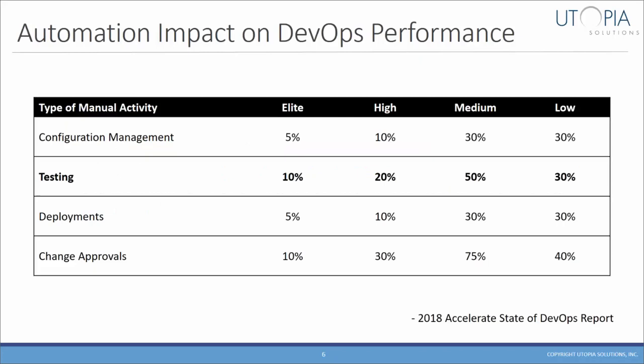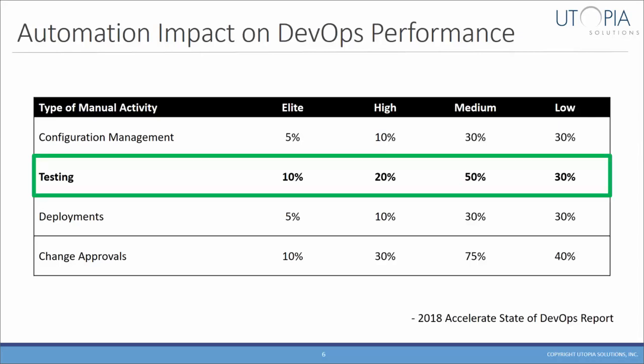Another way to look at the importance of test automation is to look at the level of automation across different categories of DevOps performers. This is some data from DORA's 2018 State of DevOps report that shows the level of manual work across different categories of DevOps activities. As you can see, the high and elite performers have quite a bit of test automation compared to medium and low performers. And that's true not just for testing, but other DevOps activities as well.